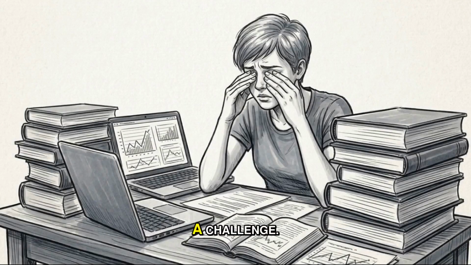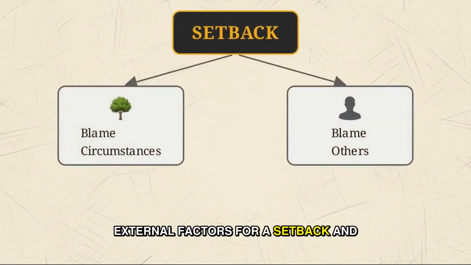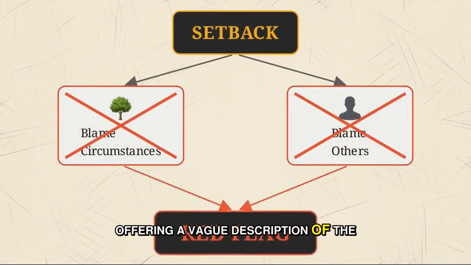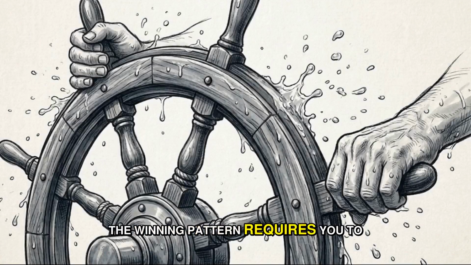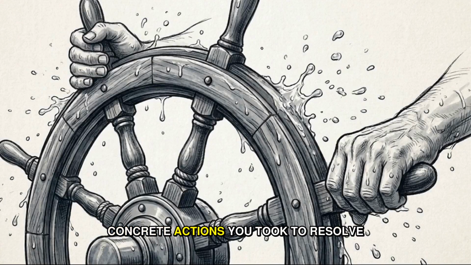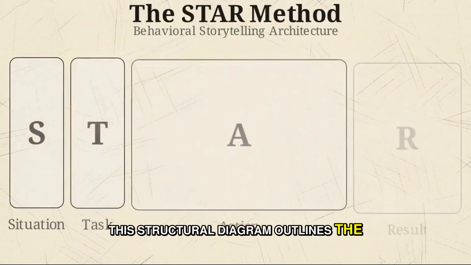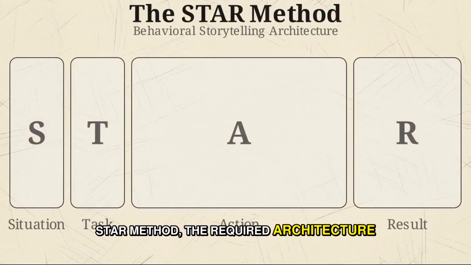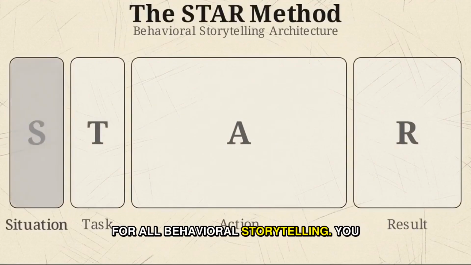Describe a time you overcame a challenge. The anti-pattern here is blaming external factors for a setback and offering a vague description of the outcome. The winning pattern requires you to take absolute responsibility for the situation and focus entirely on the concrete actions you took to resolve it. This structural diagram outlines the STAR method, the required architecture for all behavioral storytelling.